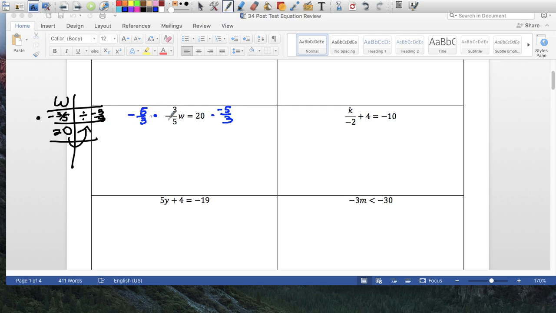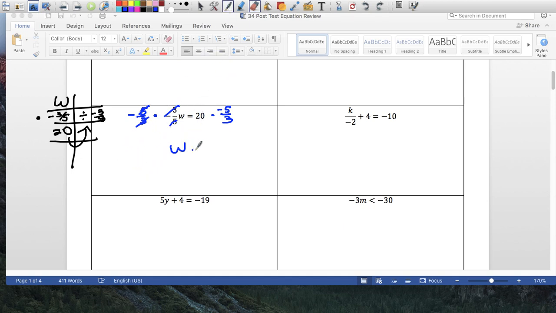Oh, if you notice, a negative and a negative is going to be positive. Good. This 3 and this 3 can cancel out, and that 5 and that 5 can cancel out, or simplify to 1. And 1 over 1 is just 1, and 1 times w is just w. So a negative and a negative gave me a positive.